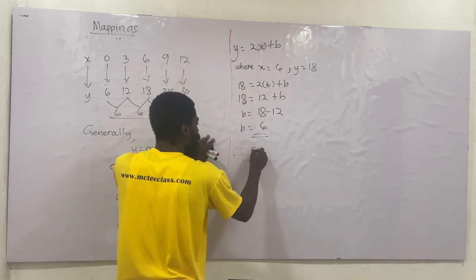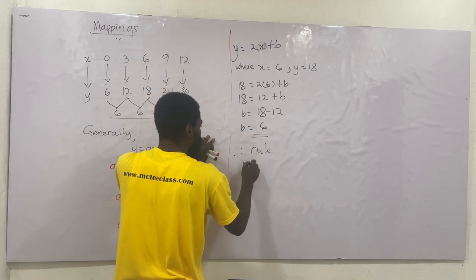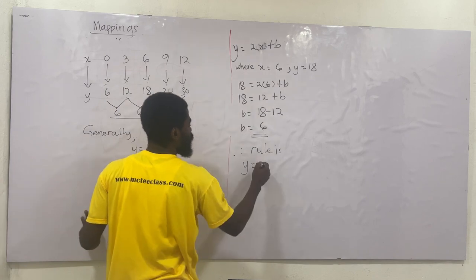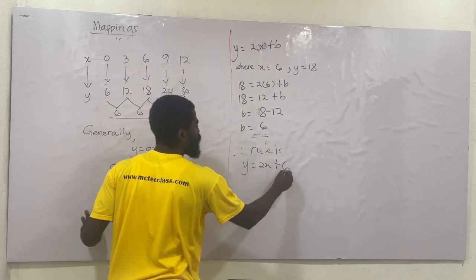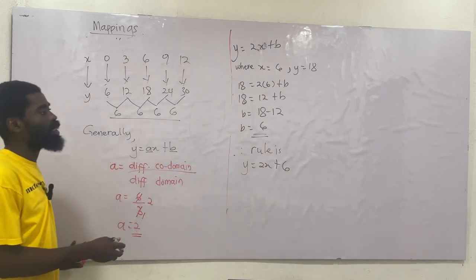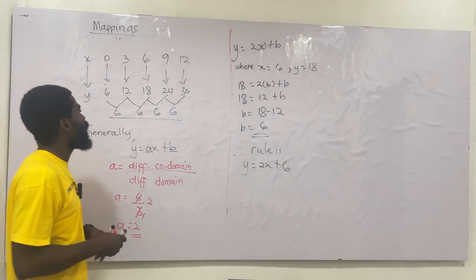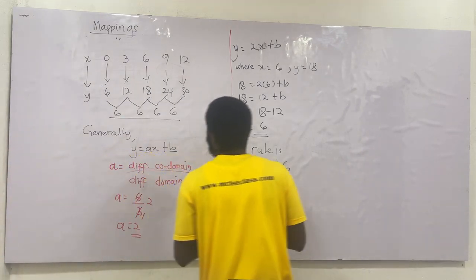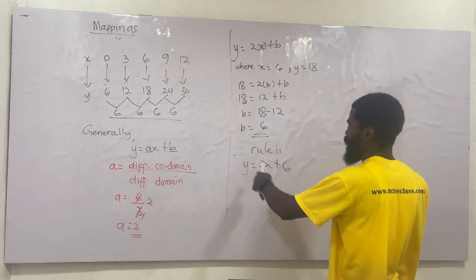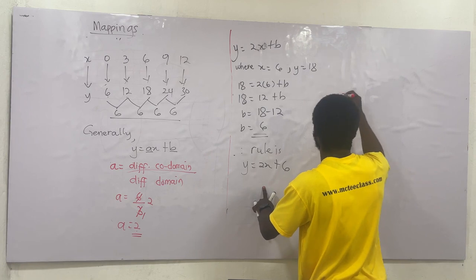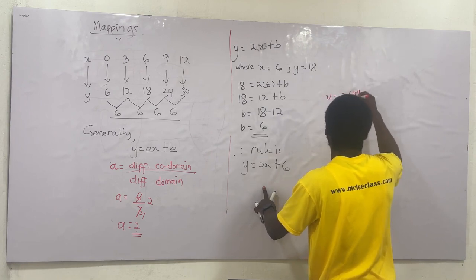Therefore, the rule is y equals 2x plus 6. Let's see if it's correct. Let's try if it's correct. So let's choose any value. Let's choose where x is 9. So for x is 9, we'll get y equals 2 into bracket 9 plus 6.